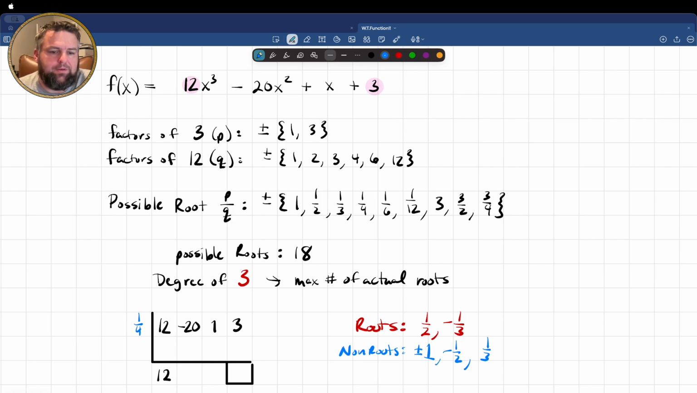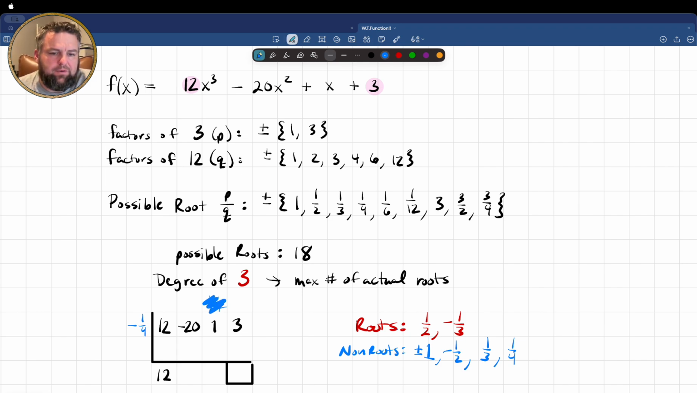Okay, 1/4 of 12 is 3. That'll be negative 17. That'll be negative 17 over 4. And that will be this 4 over 4. So it'll be negative 13 fourths, which would be negative 13 and negative 10 again. So no, positive 1/4 is not one of the roots. Let's go negative 1/4.